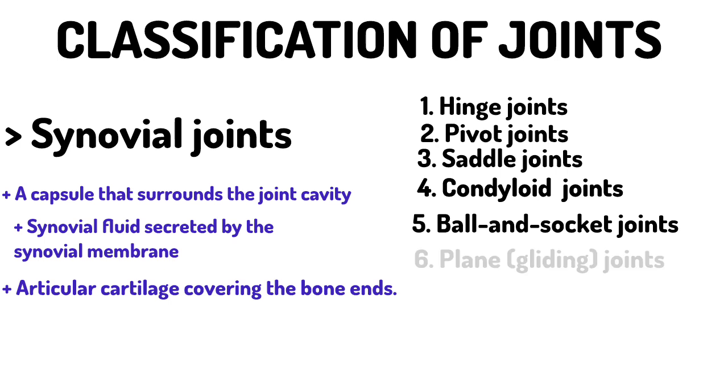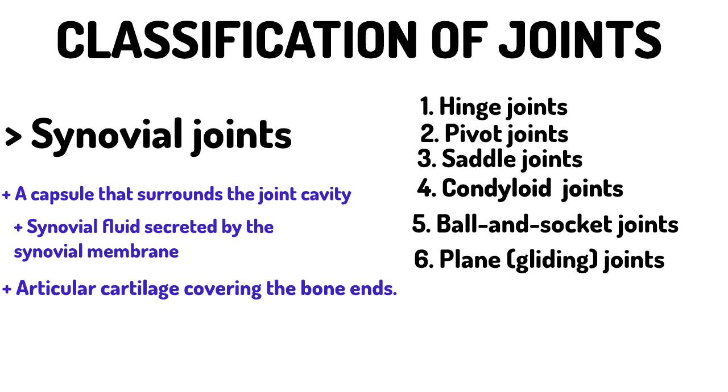Next are the plane or gliding joints. They have flat surfaces permitting limited multi-axial movement. Examples are the intertarsal joints, the intercarpal joints, and the acromioclavicular joints.